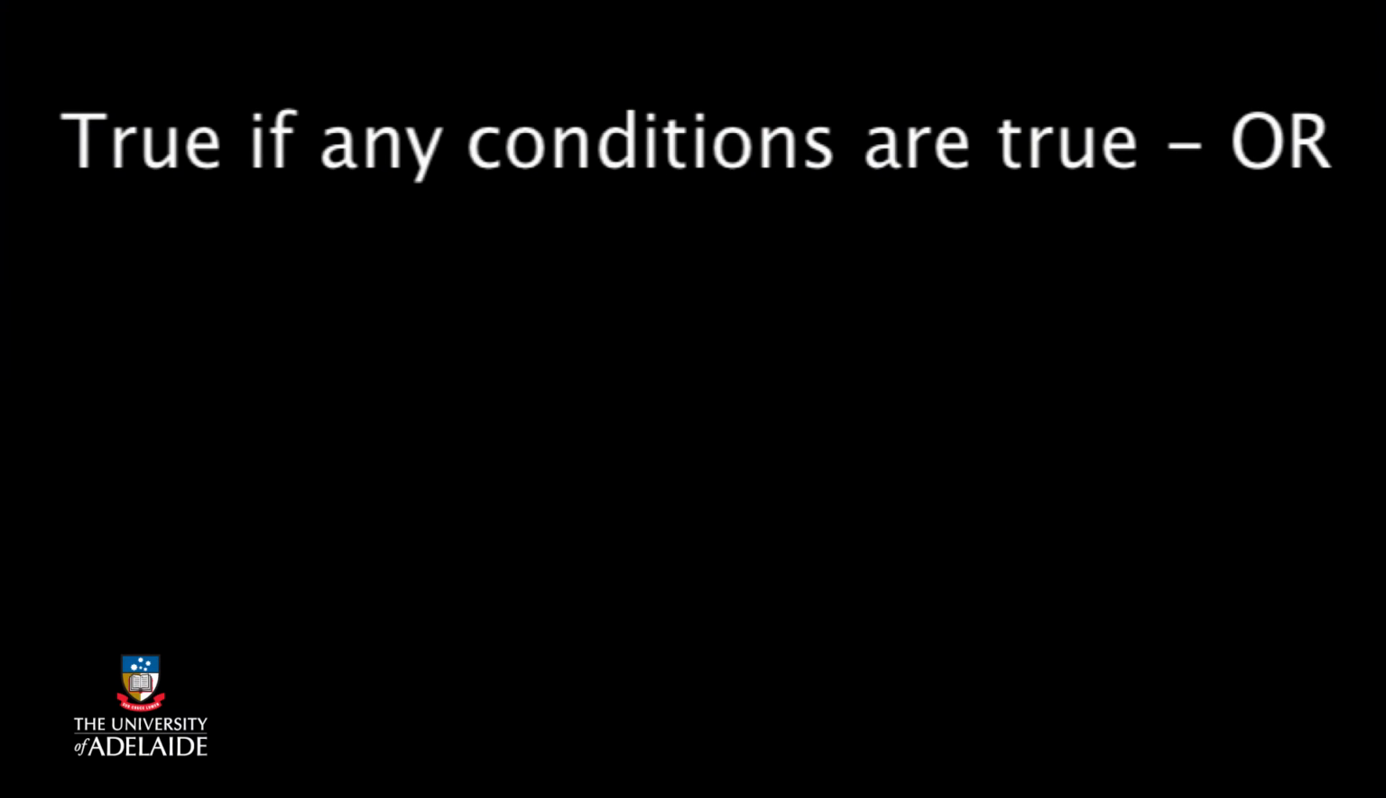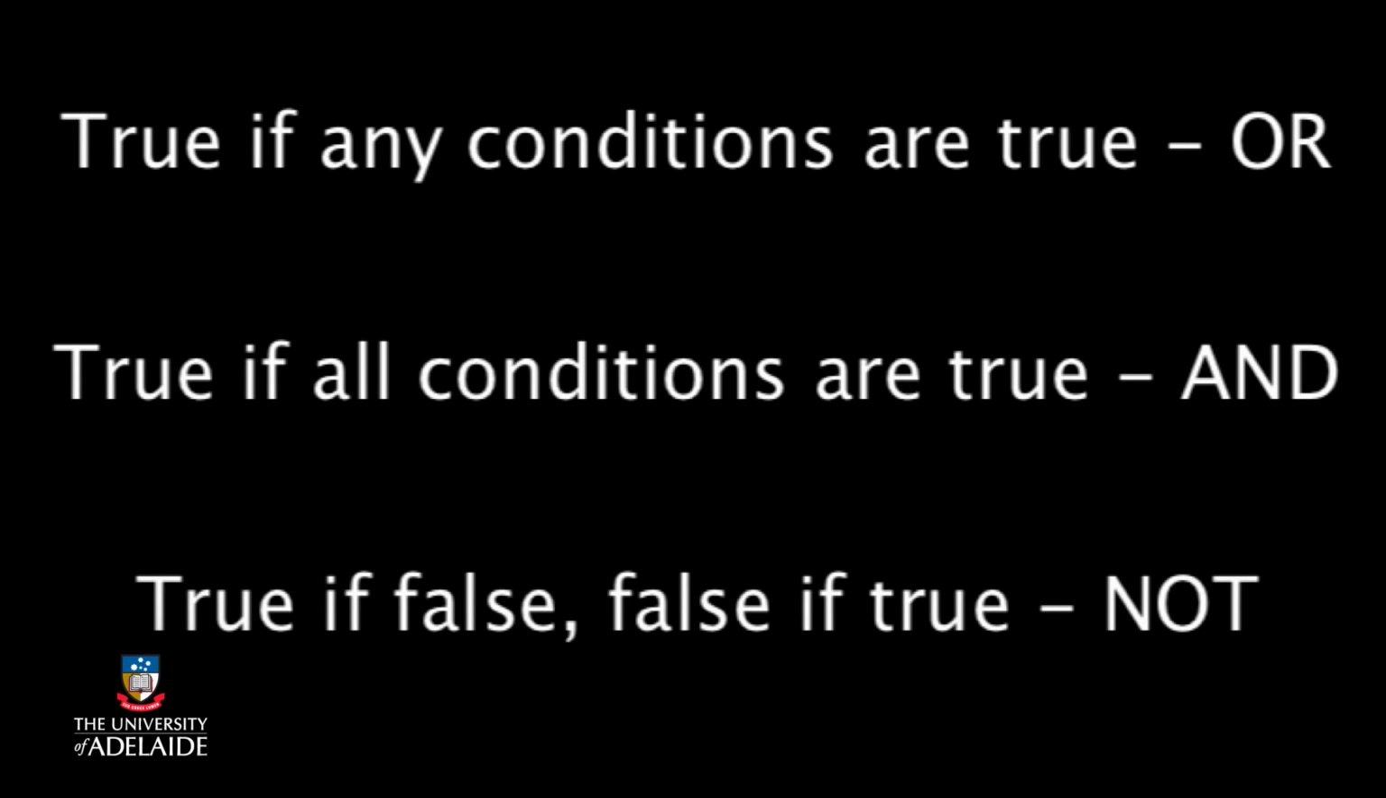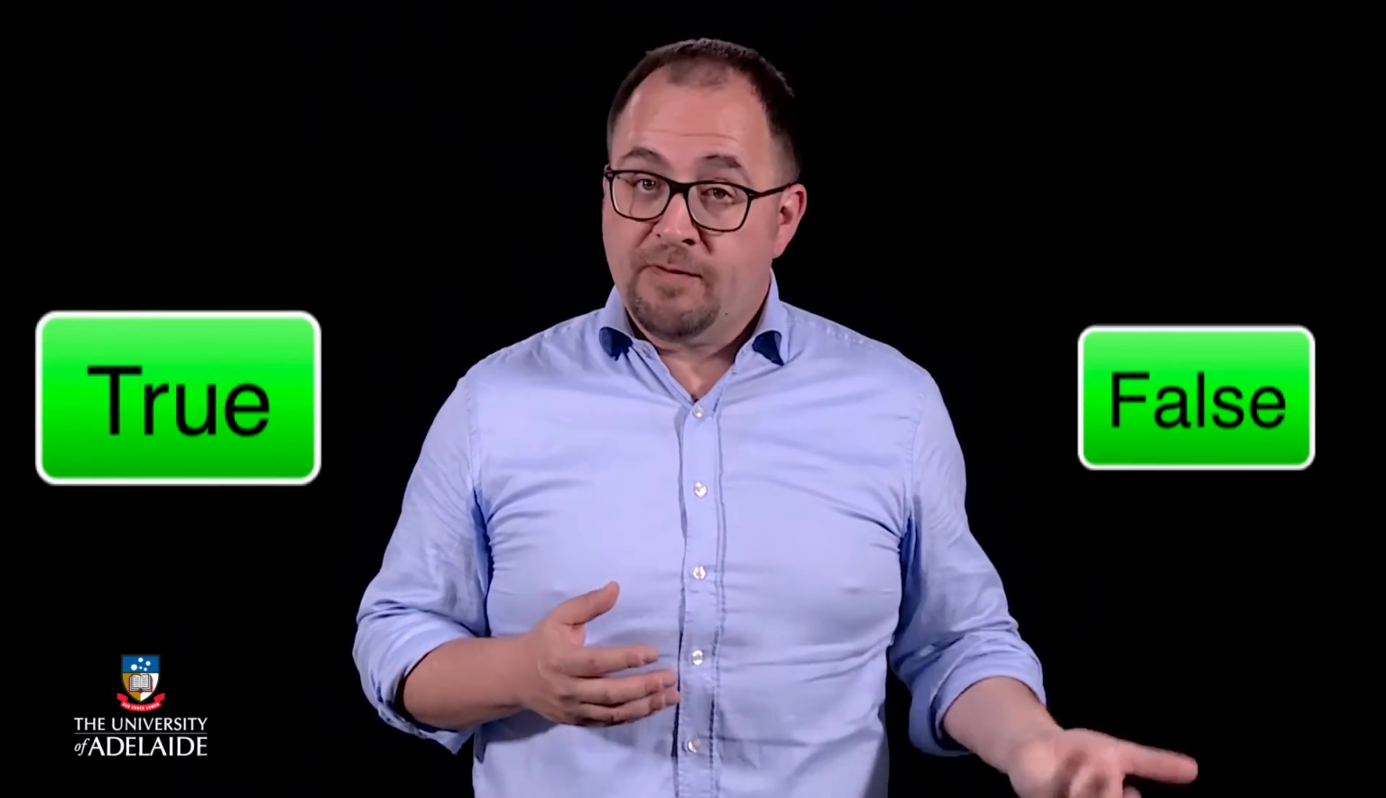Now we've got the ability to combine conditions and return true if any of them are true, the OR. We've got the ability to combine conditions and return true if all of them are true, the AND. And we have the ability to define our choices in terms of what we don't want, the NOT. However we combine all of these, if we are going to have a valid condition, then we will eventually have to get to a single value that is true or false.